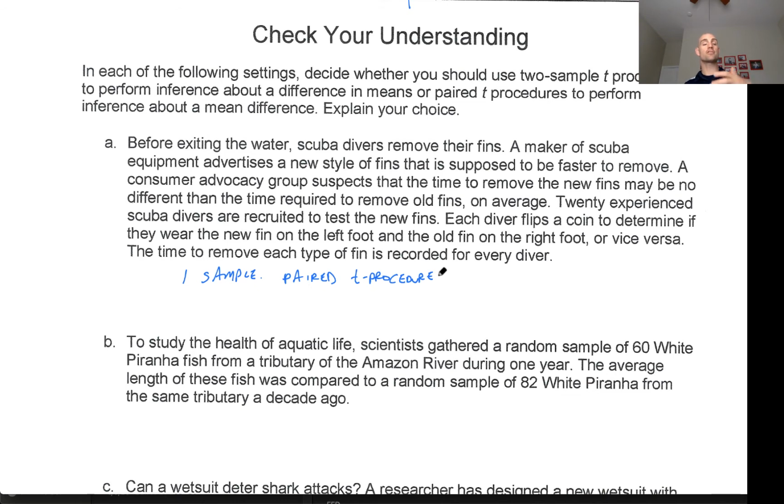Because each diver is doing both things. Each diver is taking off both fins. And so it's two measurements from each diver.